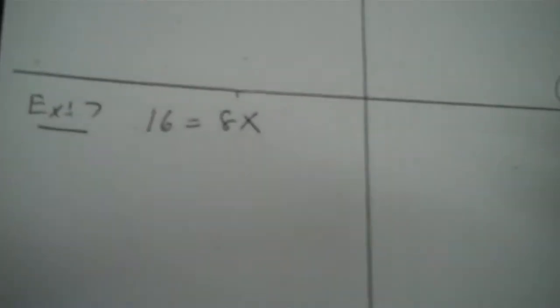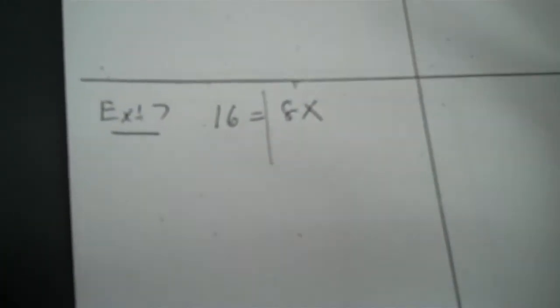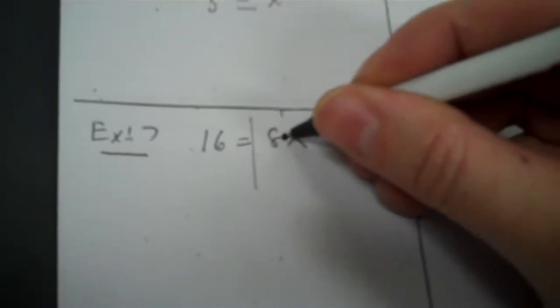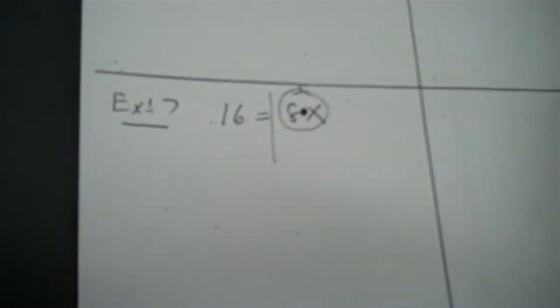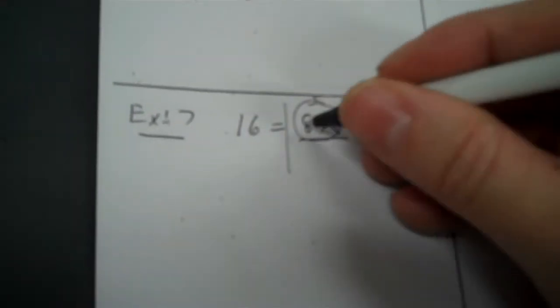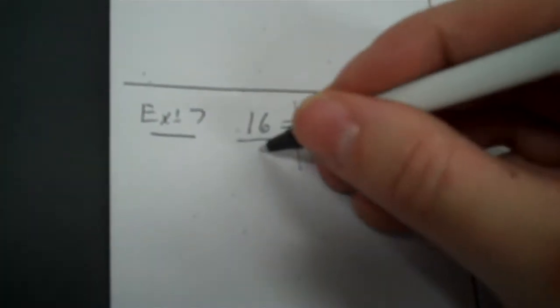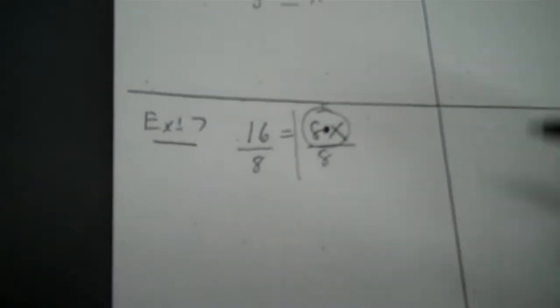Okay, example 7, x equals. So again, here's where the x is at. Now what's happening between the x and the 8? A multiplication, okay? So I circle that. And then I divide by just the 8. Don't put x under the line ever, okay? And then I go over the other side and divide by 8 too. Okay, again, I have to have the same number here that I have here.